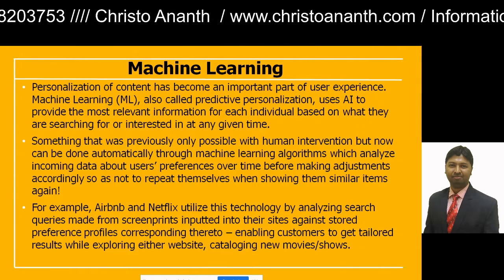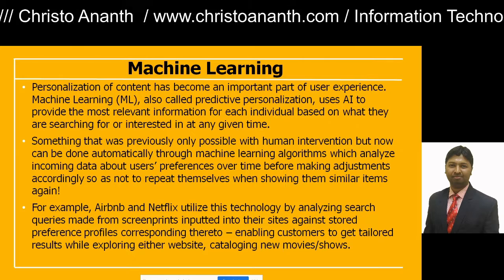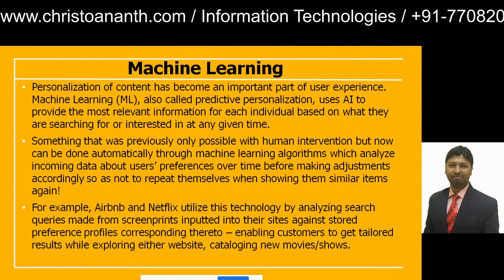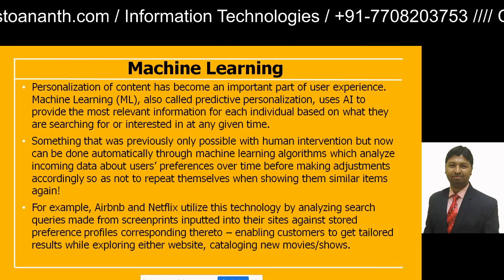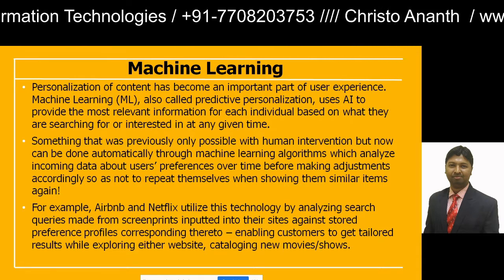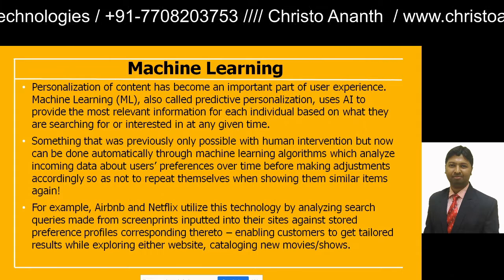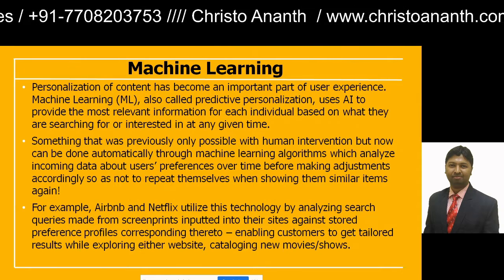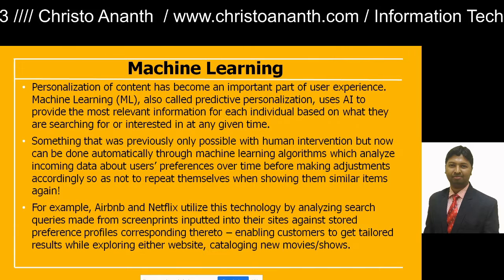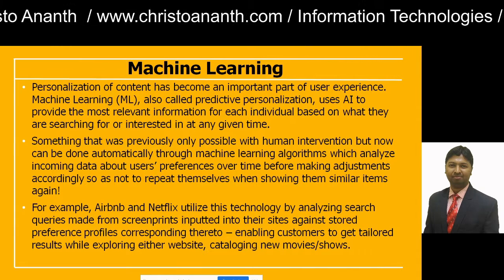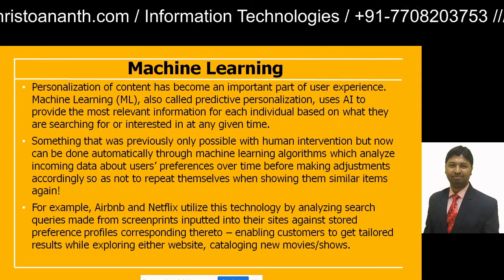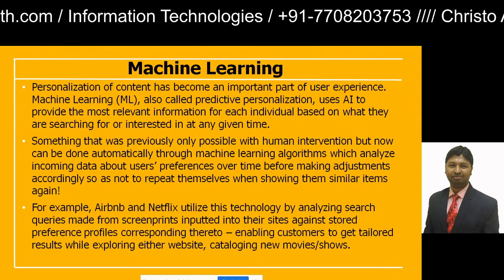Something that was previously only possible with human intervention can now be done automatically through ML algorithms, which analyze incoming data about the user's preferences over time before making the actual adjustments accordingly, so that they need not repeat themselves, which shows them similar items again. So that's the advantage. We automate the personalization, removing the human intervention.